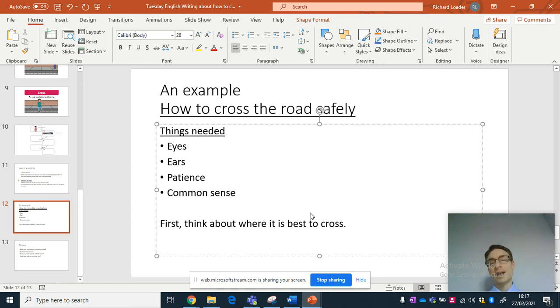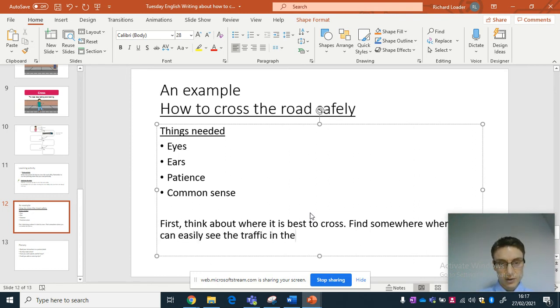where you can easily see the traffic in the road. So find somewhere where you can easily see the traffic in the road. So 11 words. Find somewhere where you can easily see the traffic in the road. Okay, and that's my first instruction.